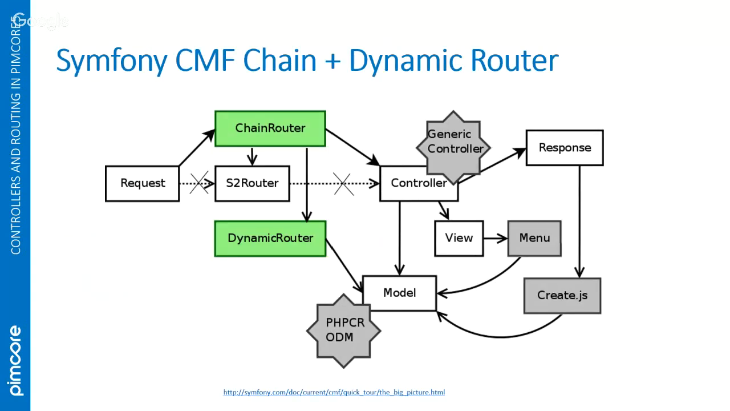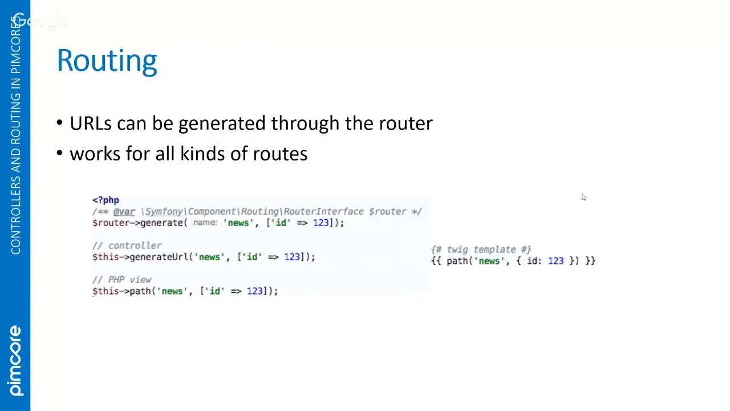Okay, so here's a short overview of this chain and dynamic router. Routing also is responsible for generating routes through the router. So, for example, you have a news route and you want to get a URL for that. That's also done through the router.